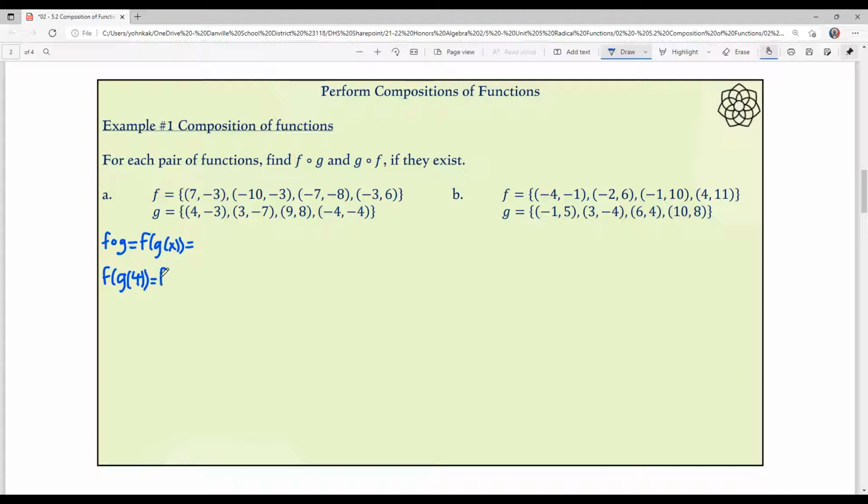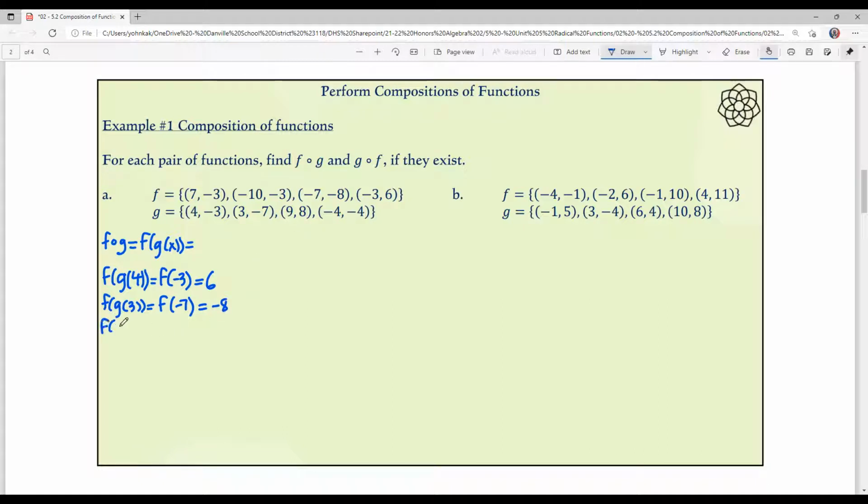Then I need to figure out what g of 4 is, and g of 4 is negative 3. And then I need to see what f of negative 3 is. So I go to the f function, I find x is negative 3, and the answer is 6. So f of g of 4 is 6. Then I move on to the second x, which is 3. So I want to find f of g of 3. I find what g of 3 is, which is negative 7. And then I find what f of negative 7 is. So go to f, go to negative 7. The answer is negative 8.